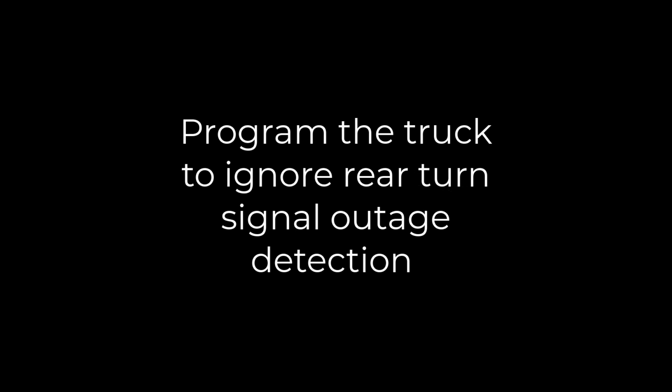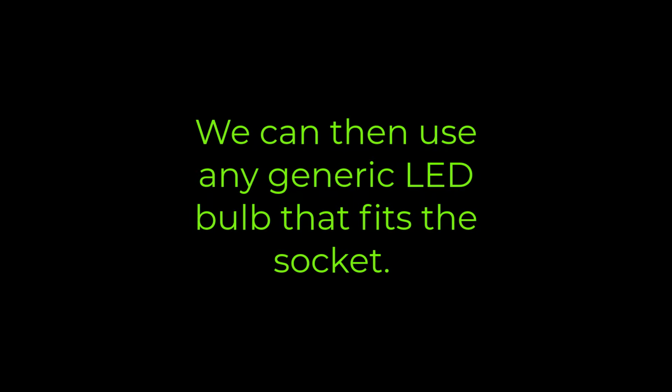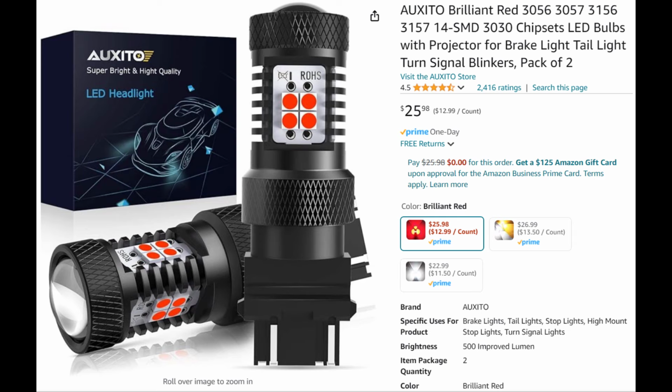We're going to program my truck to ignore turn signal bulb outage detection. And by doing this, we can use any LED light that works with the bulb socket. For example, number one, I'm going to use this LED bulb that I bought off of Amazon for my taillights. There's nothing special about this bulb, which means that it draws less current than an equivalent incandescent bulb, so it would cause my truck to hyperflash if I didn't do anything about it.